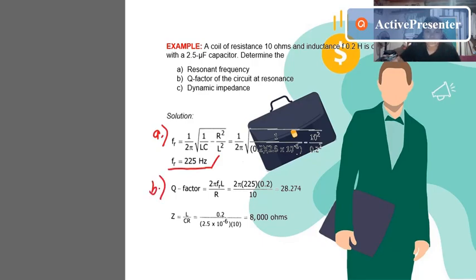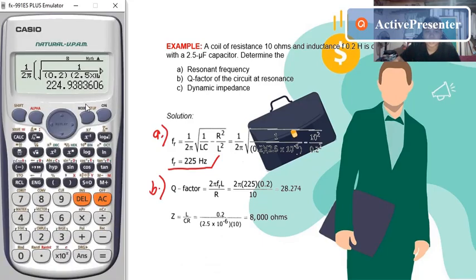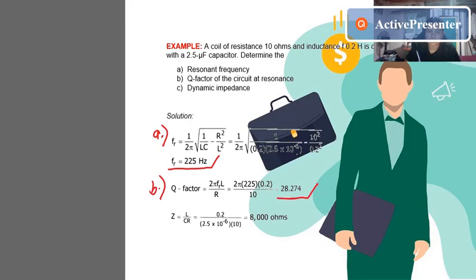So formula 2 pi FRL over R. So 2 pi F na to is 225. Ang L is 0.2 Henry. Divided by R, which is 10 ohms. So our Q factor will be 28.274. So this is our Q factor.